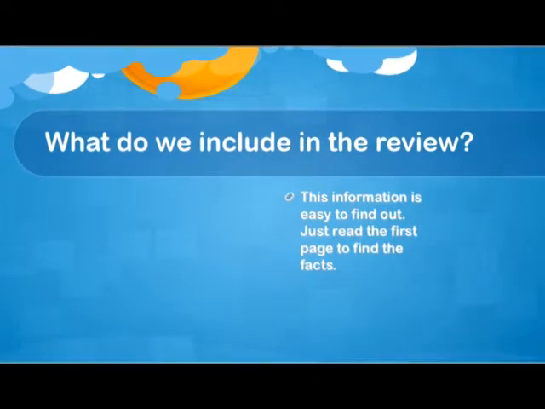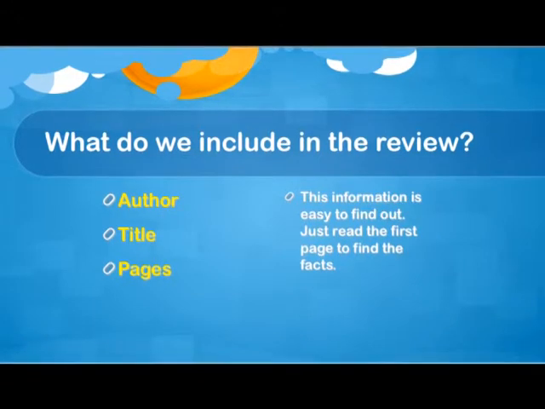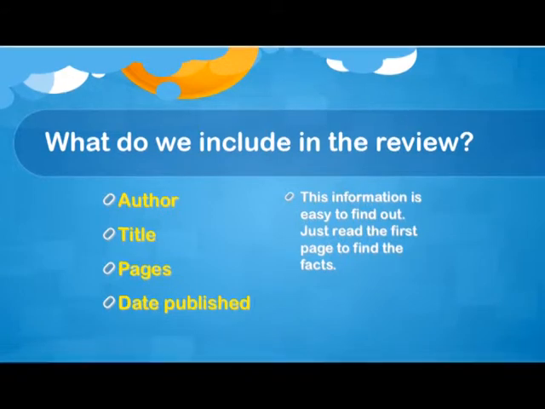Then, what do we include in the review? This information is easy to find out. Just read the first page to find the facts. You will need the author of the book, the title of the book, and of course, how many pages are in the book, and when the book was published.